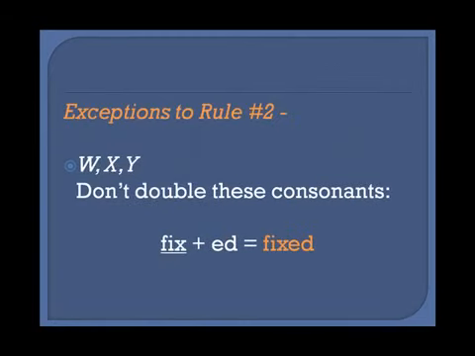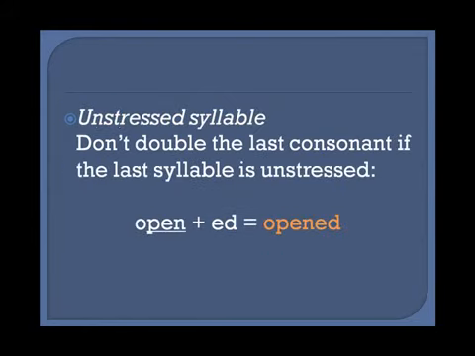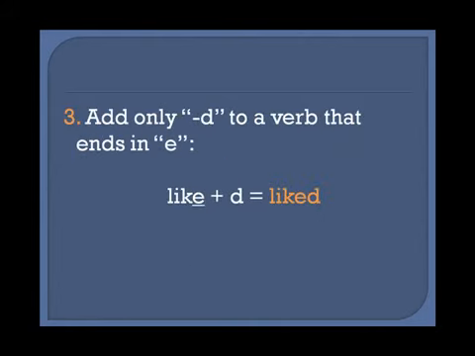There are a couple of exceptions to rule number 2. First, don't double the consonants W, X, Y. For example, in fixed, we only write one X. The second exception is with unstressed syllables. Don't double the last consonant if the last syllable is unstressed. For example, in open, the stress is on the first syllable, so you do not double the N. Rule 3. Add only D to a verb that ends in E. For example, we'll add D to like and get liked.